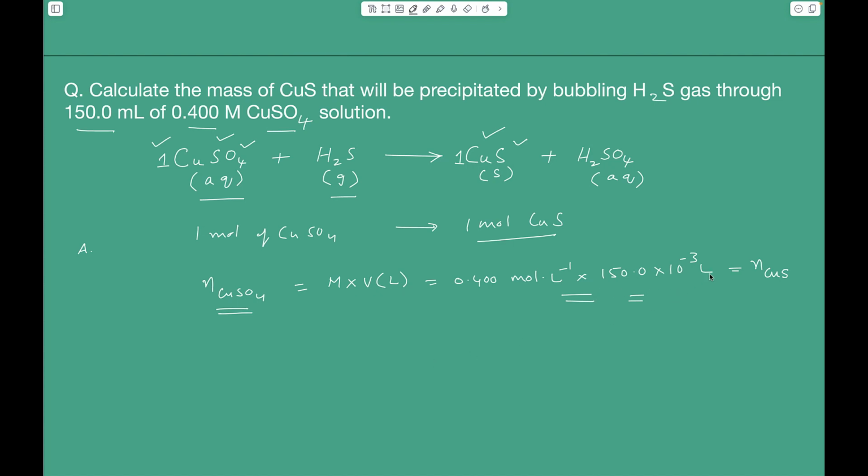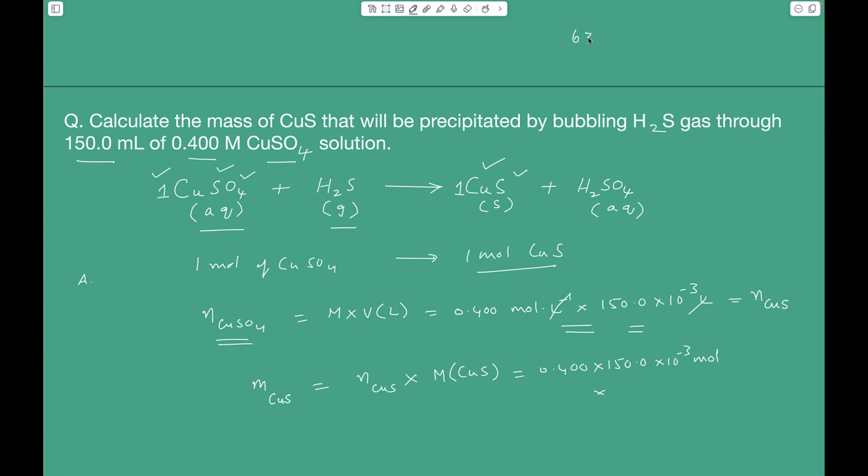So you already figured out the number of moles of copper sulfide. Then how do you get the mass of copper sulfide? You have to multiply the number of moles of copper sulfide with the molar mass of that compound. The number of moles is 0.400 times 150 times 10 to the power of minus 3 mole. And what is the molar mass of copper sulfide?